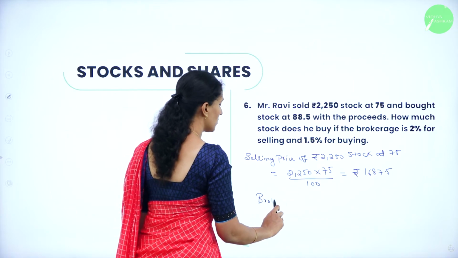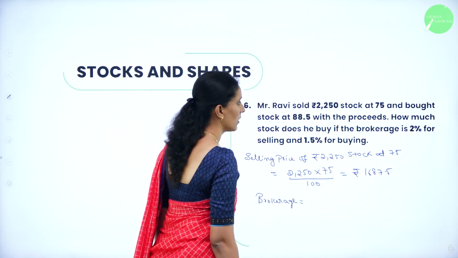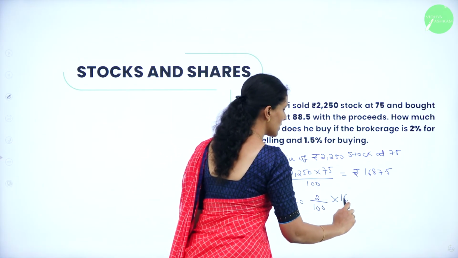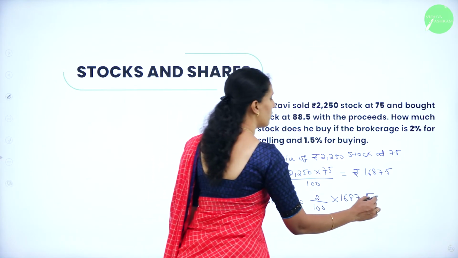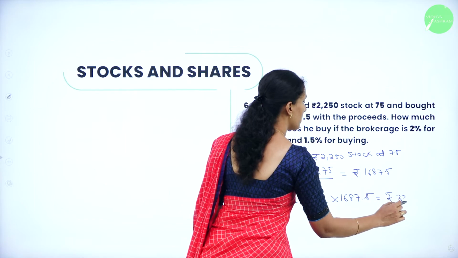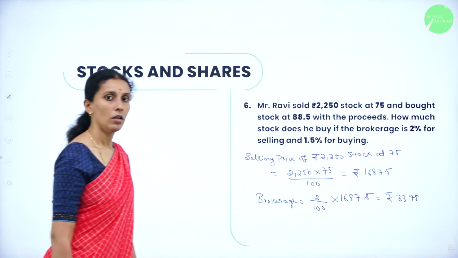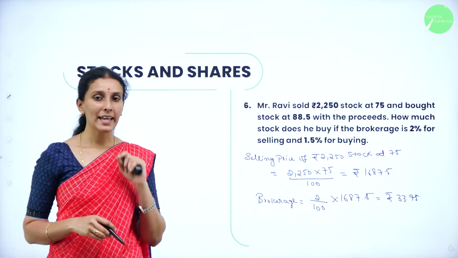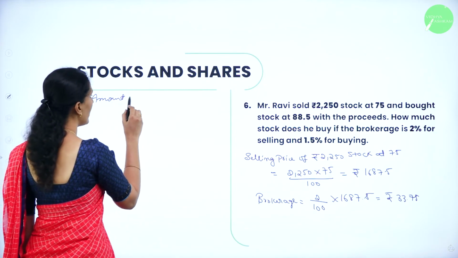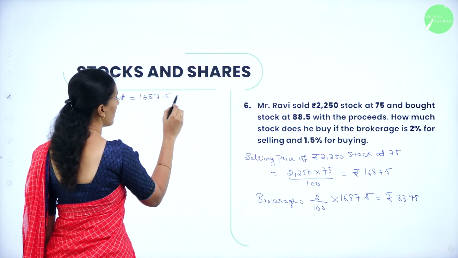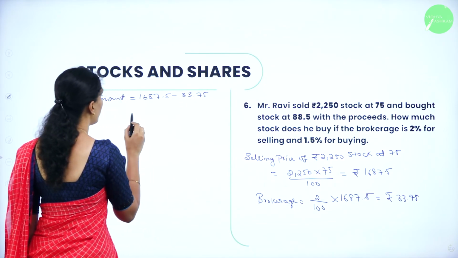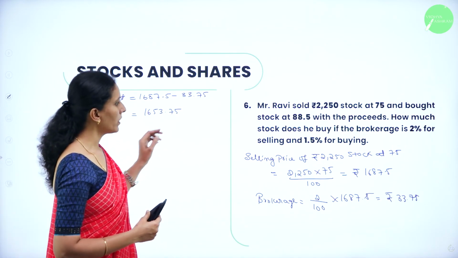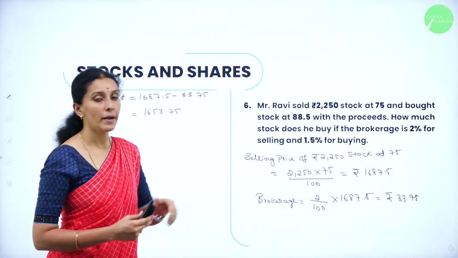Now, let us calculate the brokerage. So, brokerage here is 2% for selling. So, therefore, it is 2 by 100 into 1,687.5. So, therefore, it is equal to rupees 33.75. Now, we need to calculate the amount. So, since he is selling it, it is always 1,687.5 minus 33.75. So, therefore, it is equal to 1,653.75.